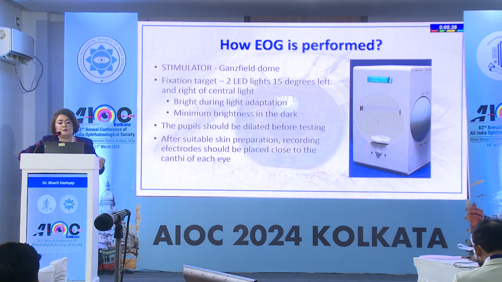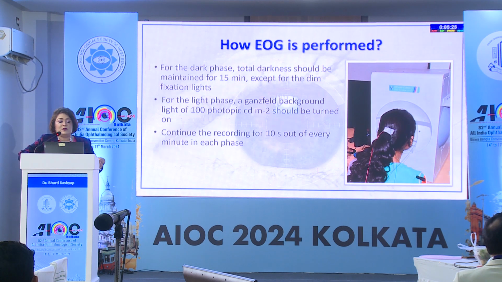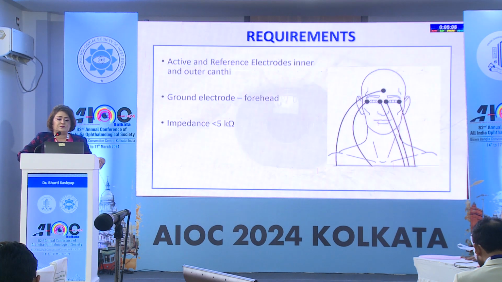It is bright during light adaptation and minimal brightness in the dark. The pupil should be dilated before testing, and after suitable skin preparation, the recording electrode should be placed close to the canthi of each eye. For the dark phase, total darkness should be maintained for 15 minutes except for the dim fixation light. For the light phase, a Ganzfeld background light of 100 photopic candela per square meter should be turned on. Continue the recording for 10 seconds out of every minute in each phase.